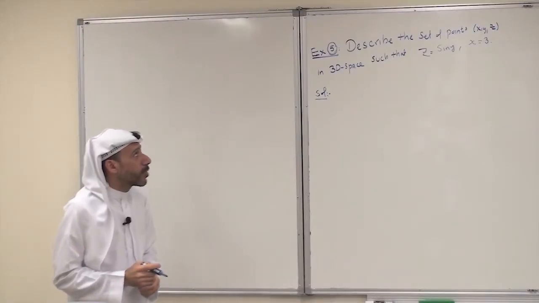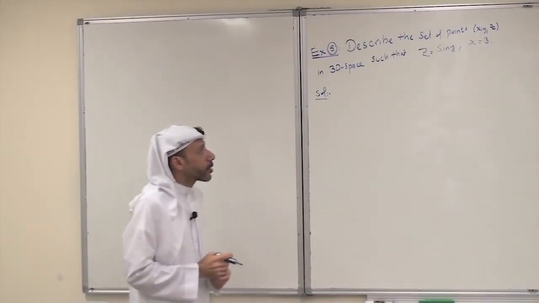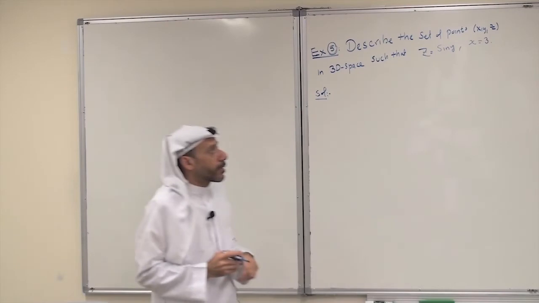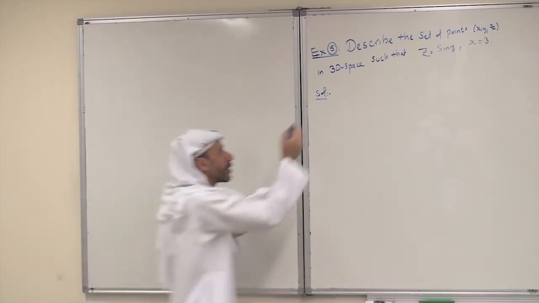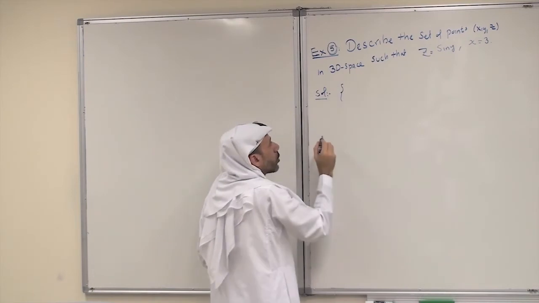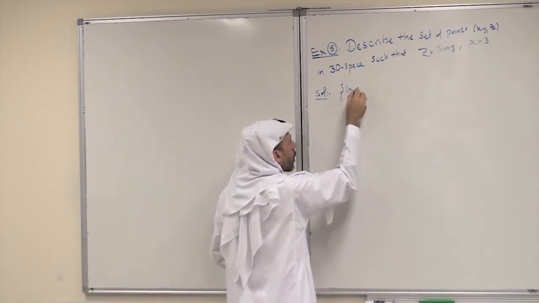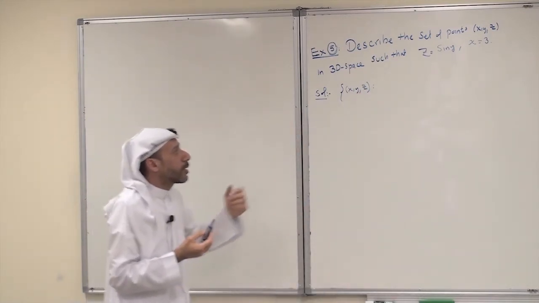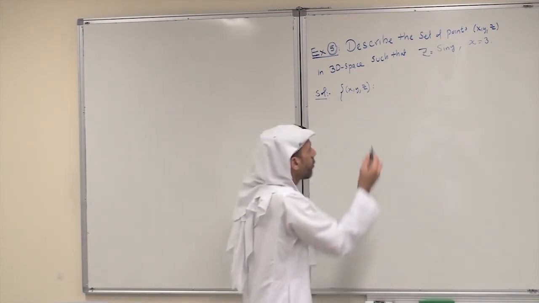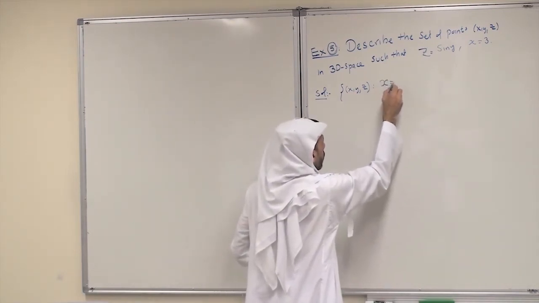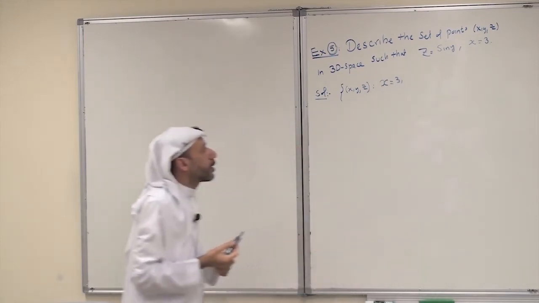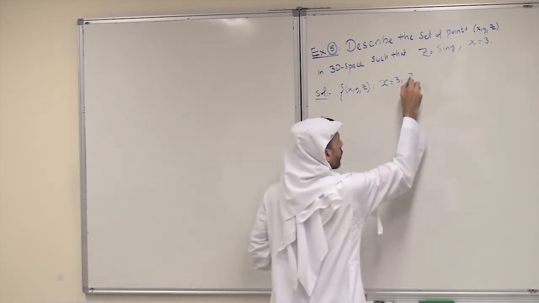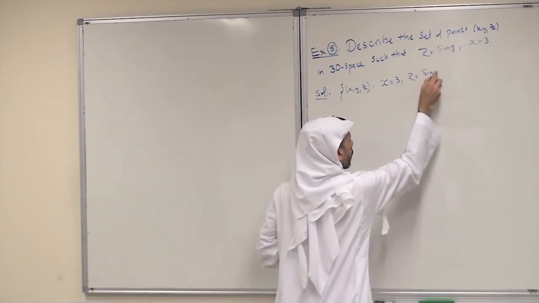We'll consider example 5. Describe the set of points x, y, z in 3D space such that z equals sine y and x equals 3. We'll write the given set in set notation. So it consists of the points x, y, z in 3-space with the following conditions. The condition on x: x is always 3, and the relation between y and z is z equals sine y.